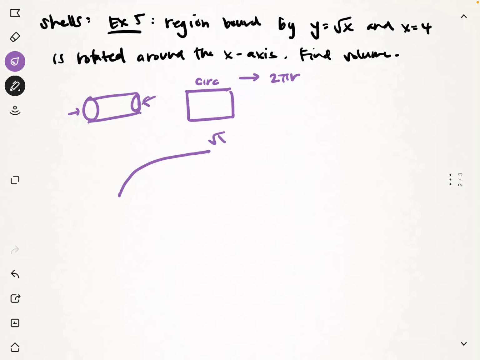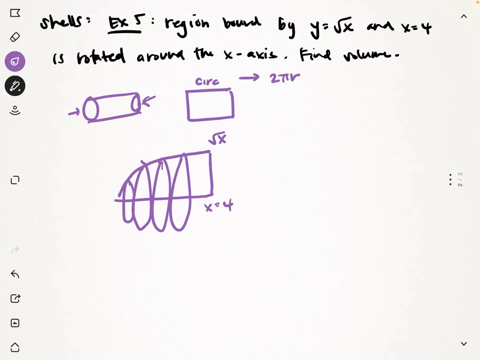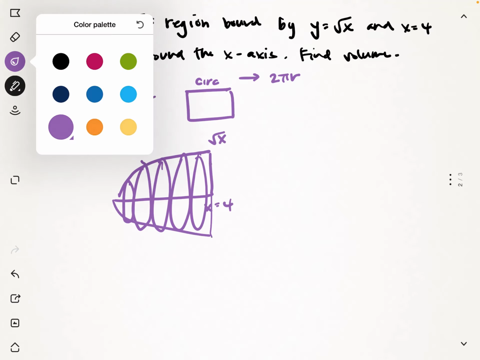So this is going to be x squared. I'm not going to graph it because this is pretty straightforward. And this is x equals 4. Okay, we're making circles this way, right? So it's going to look like kind of a bell shape, I guess. Okay, so this is just another strategy to find the volume. Let's change colors.